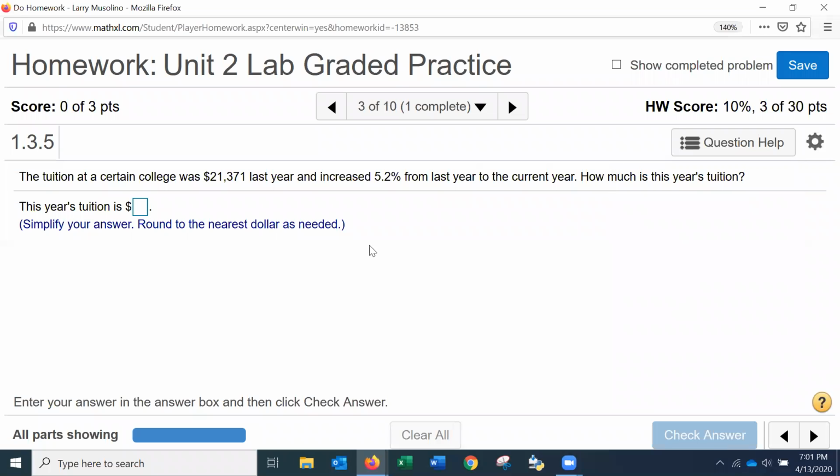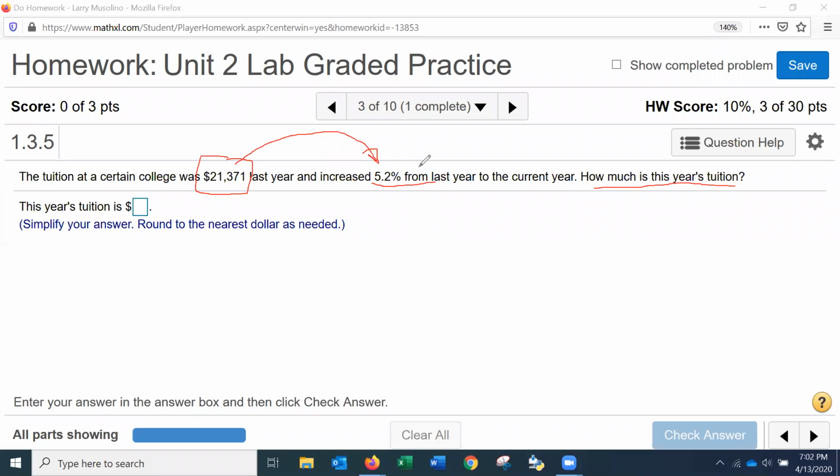All right, well, let's take a look at this question. It says the tuition at a certain college was $21,371 last year, but it increased 5.2%. How much is this year's tuition? Well, I know the answer has to be a number larger than 21,371, because remember, it increased by a little more than 5%, so of course the tuition had to go up. So how do I calculate this year's tuition?